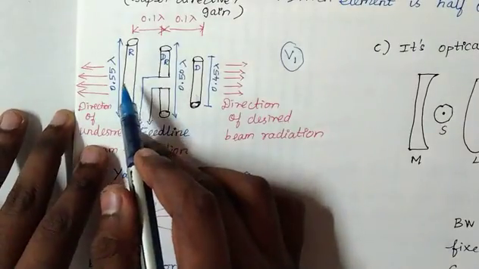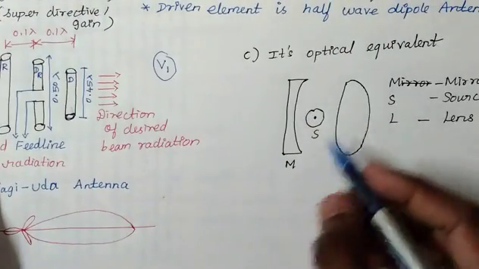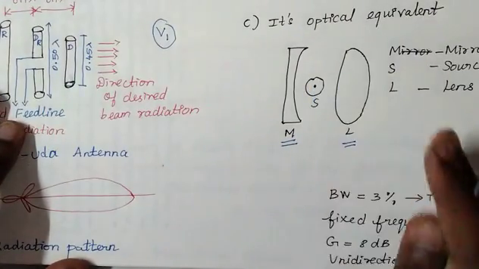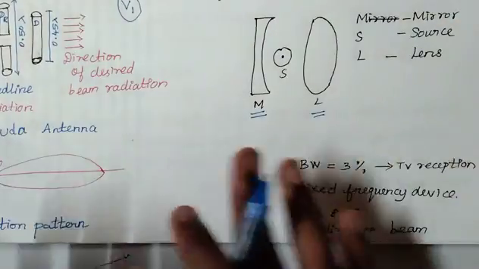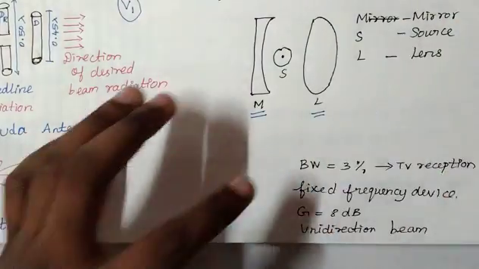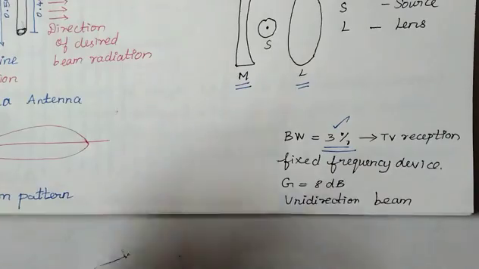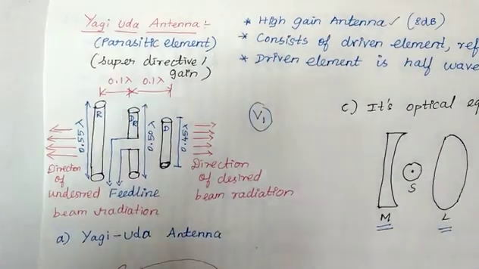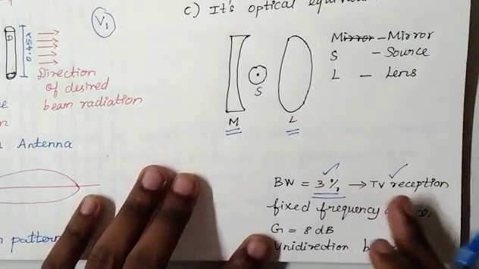For reflection in optics we use mirrors, and to direct we use a lens. The lens will direct the optical power. These are the important points while considering the Yagi antenna. The beam width will be 3%, which is sufficient for TV reception. Mostly this Yagi antenna was used in the earlier TV receiving antennas, the TV receivers.